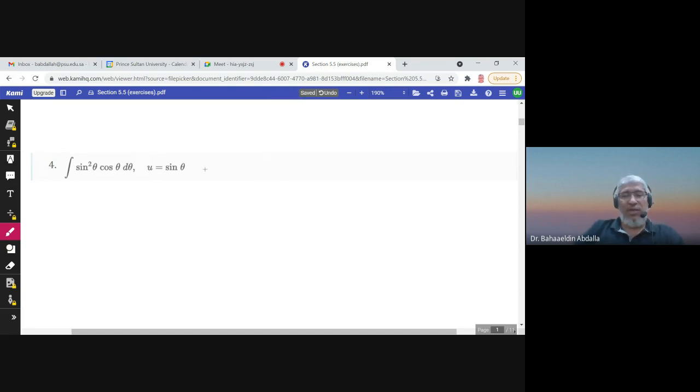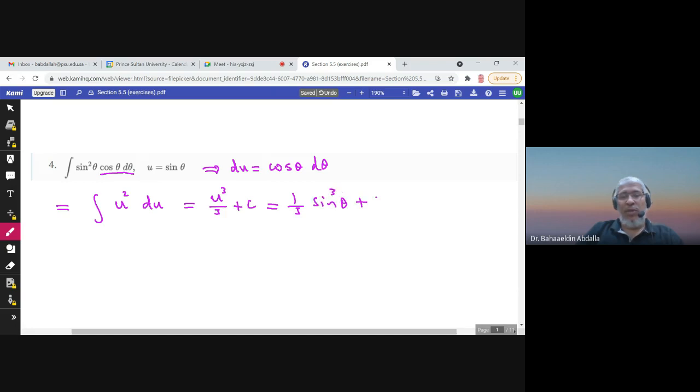u is sine theta. du would be the derivative of sine theta, which is cosine theta d theta. Well, I have cosine theta d theta, so this is du, and I have sine theta to the power 2, so this would be u squared. So the answer would be u cubed over 3 plus c, and u is sine theta, so 1 over 3 sine cubed theta plus c.